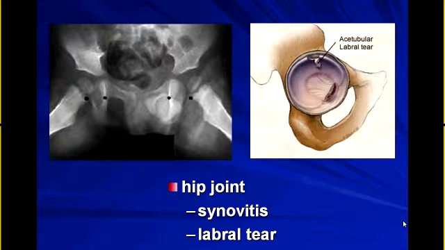Labral tears can also give rise to anterior hip pain. They often describe a clicking, deep and catching pain deep in the joint. So not to confuse that with iliopsoas tendon snapping over the pectineal line, but this is catching pain. It's a clicking or snapping deep inside the hip.